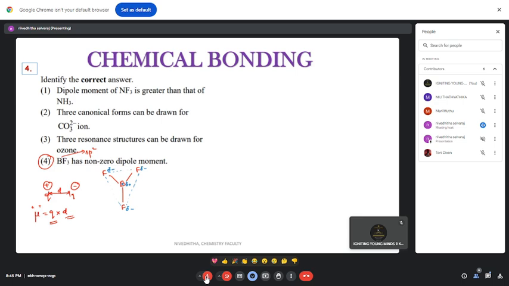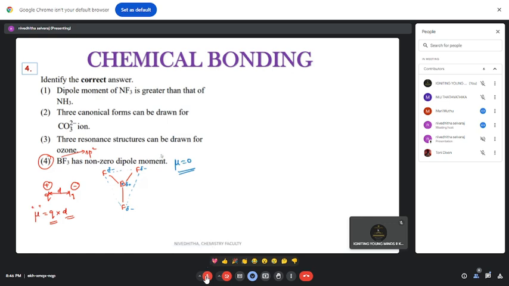By connecting all the negative charges, we got one triangle shape, and the center of the triangle is also at the boron. Now there is no distance between the positive and negative centers, because both the centers coincide. So there is no distance between the charges, so d is 0. So the dipole moment of BF3 is also 0. But here the statement is BF3 has non-zero dipole moment, which is wrong. Is that clear?